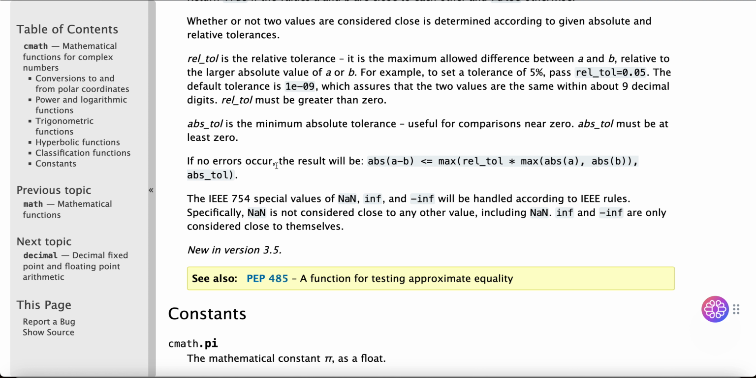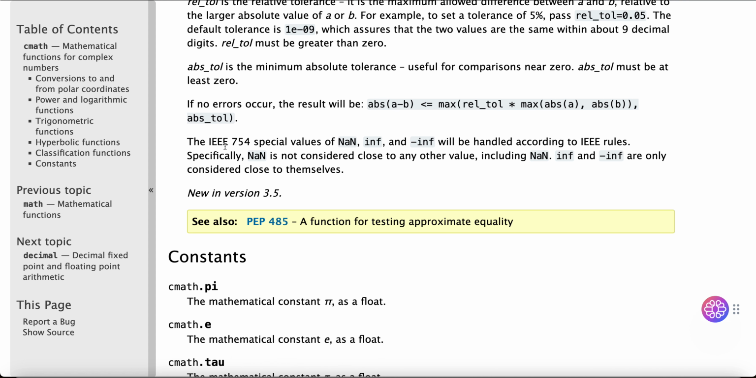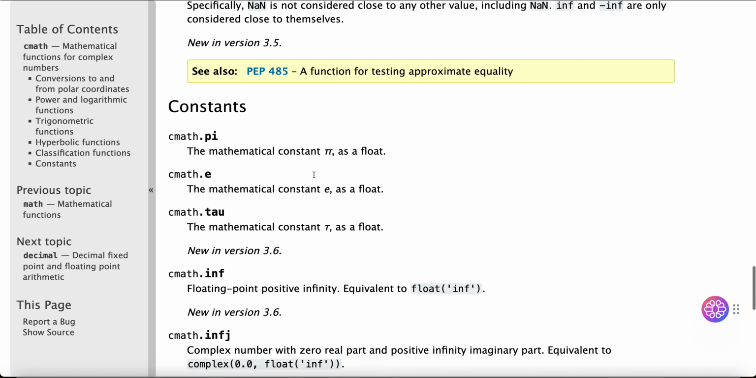If no errors occur, the result will be: abs(a-b) <= max(rel_tol * max(abs(a), abs(b)), abs_tol). The IEEE 754 special values of NaN, inf, and -inf will be handled according to IEEE rules. Specifically, NaN is not considered close to any other value, including NaN. inf and -inf are only considered close to themselves.